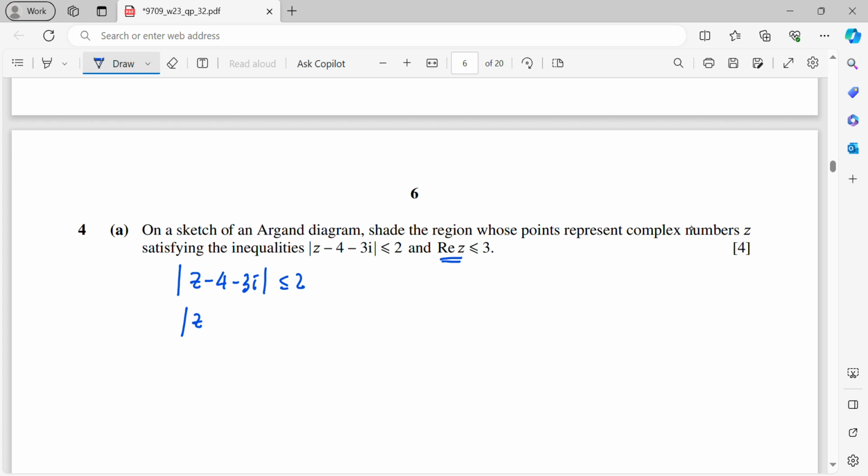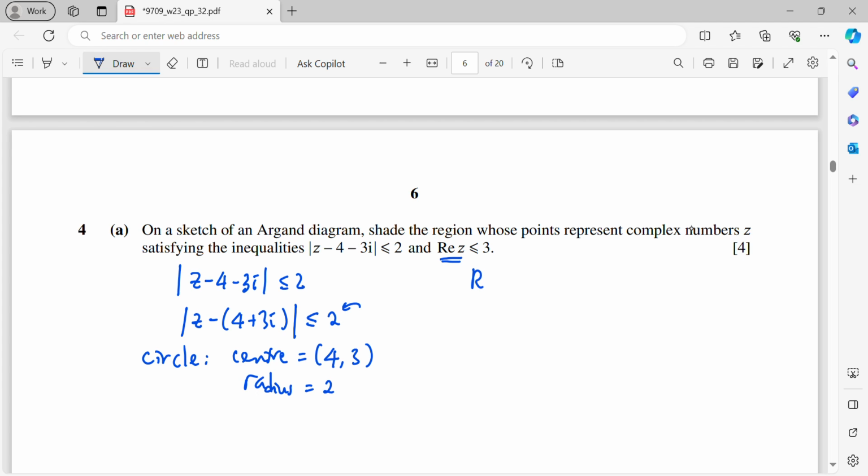When I write it in the general form, it will be modulus of z minus (4 plus 3i) less than or equal to 2. That means this is a circle with center (4, 3), because of the 4 plus 3i, and the radius is 2. And then the real part of z less than or equal to 3. Re is the real part, so it is Re of x plus yi, which means this is x less than or equal to 3. That is our real part.